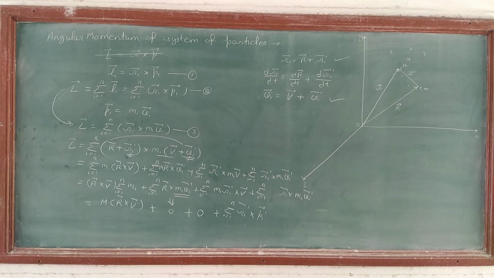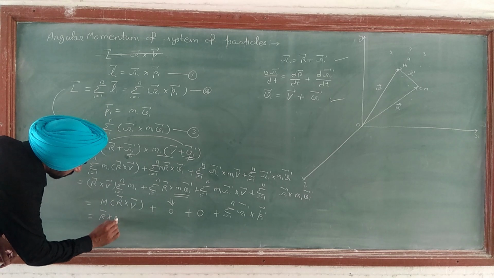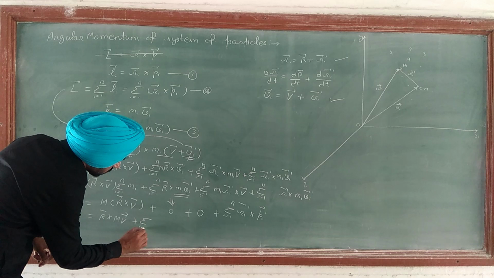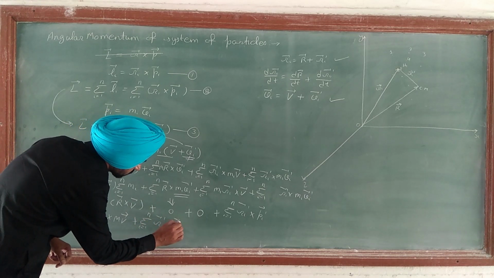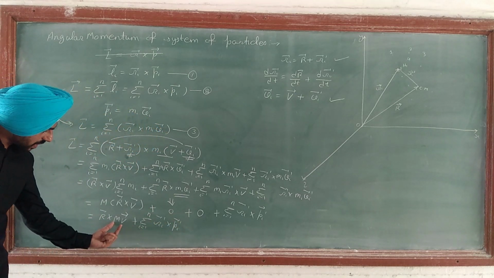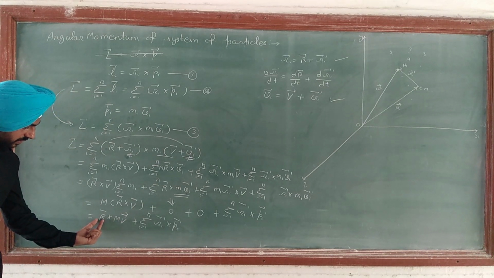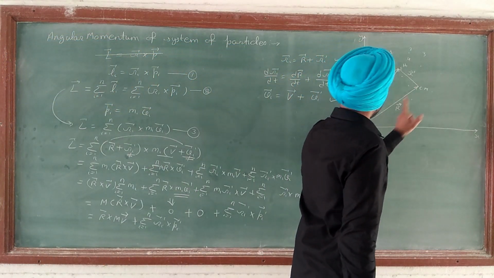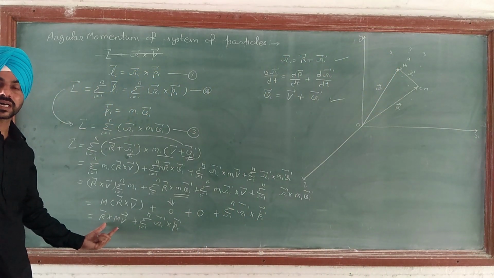So finally we have R cross M into capital V plus summation i equal to 1 to n ri prime cross pi prime. This mass into velocity of the center of mass is the linear momentum of the center of mass, which is cross product with capital R. Capital R is the position vector of the center of mass with respect to the origin. So that means it is the angular momentum of the center of mass with respect to the origin.